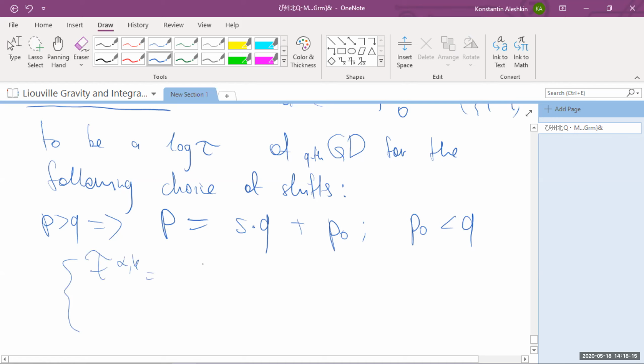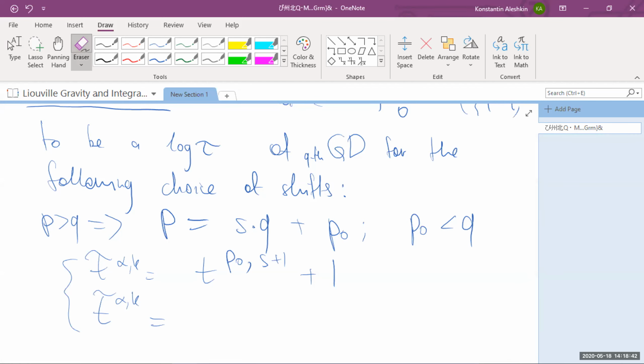T twiddle alpha k is t P0, S plus 1, plus 1. So we shift only one variable again, but a different time variable, which is the (S plus 1)-th gravitational descendant not of the identity, but of a different element of our state space. And t twiddle alpha k is t alpha k otherwise.